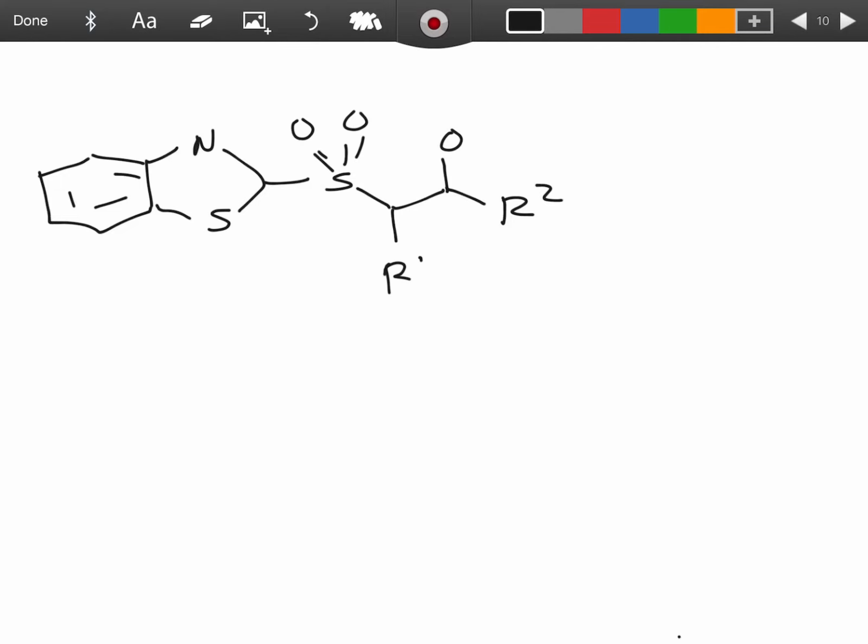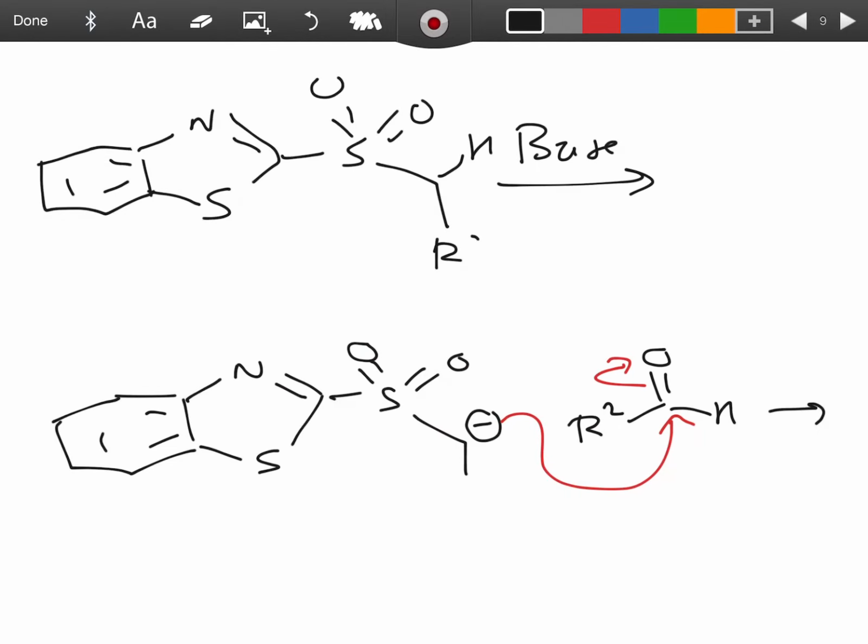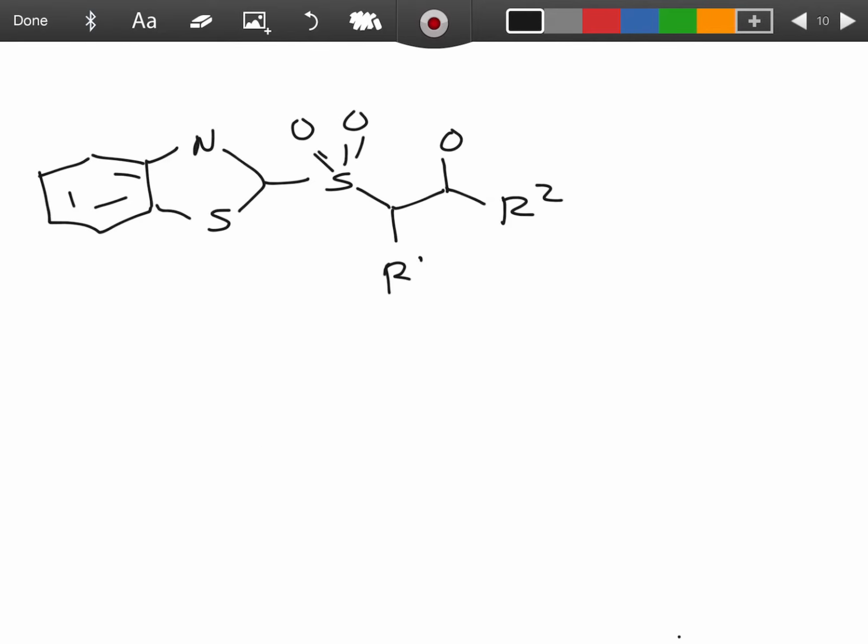This will put an R1 here. Sorry, R1, R1. There we go. Sorry, I'll give you a second. Double bonds here. So I get to this intermediate, and then a rearrangement occurs called a Smiles rearrangement.